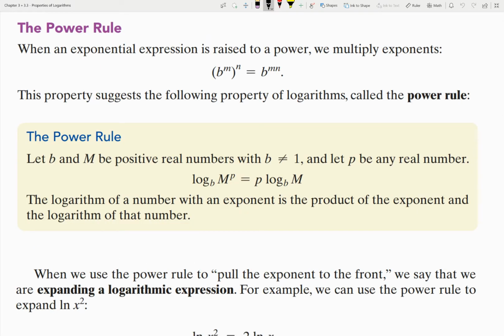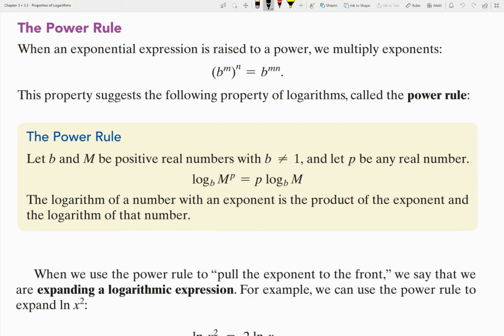So there's one more rule that we can use to expand logarithms. When you have an exponential expression that's raised to a power to a power, you multiply the exponents together. This property suggests what we call the power rule. And the power rule is probably the one that we are going to use the most in later sections when we are solving exponential equations.